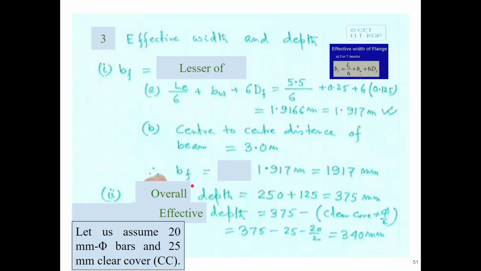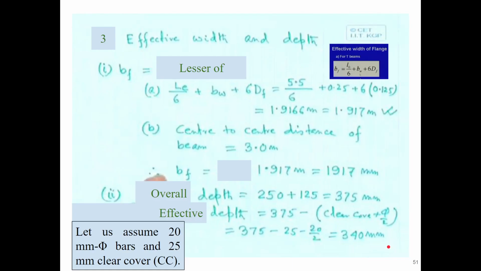So the effective width of this flange is 1917 millimeter, and overall depth is 250 plus 125, that is 375 millimeter. However, effective depth will be 375 minus clear cover of, let us take 25, so minus 25, and let us also assume 20 mm bar, so it will be minus 20 by 2. So 375 minus 25 minus 20 by 2 is 340 millimeter.